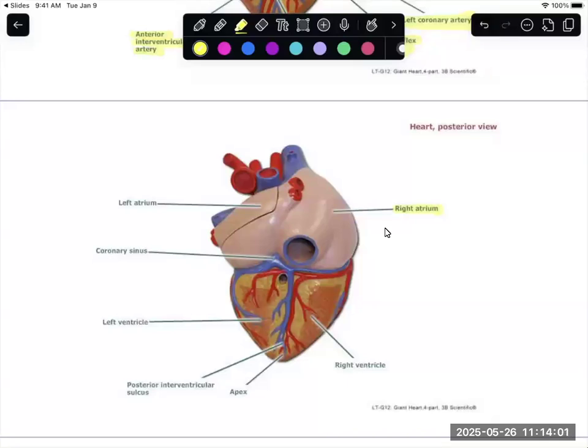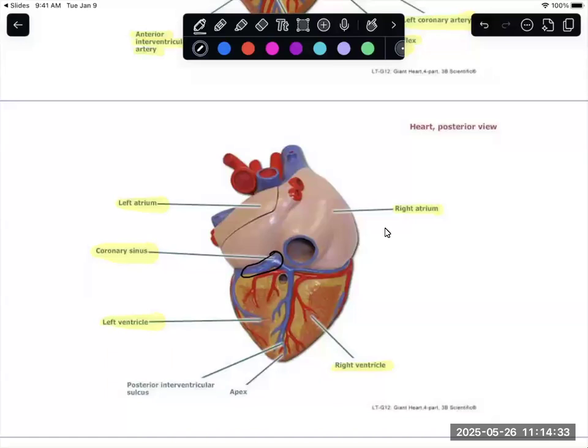So we have that right atrium, that left atrium. We can kind of see them better. We see that right ventricle, that left ventricle. Here we can see that coronary sinus. This coronary sinus, a sinus is an area where blood kind of pools and collects before it drains somewhere else. In Anatomy 1, there were some different sinuses in the skull where blood kind of drained and collected in different areas. Here we have one on the heart, that coronary sinus.